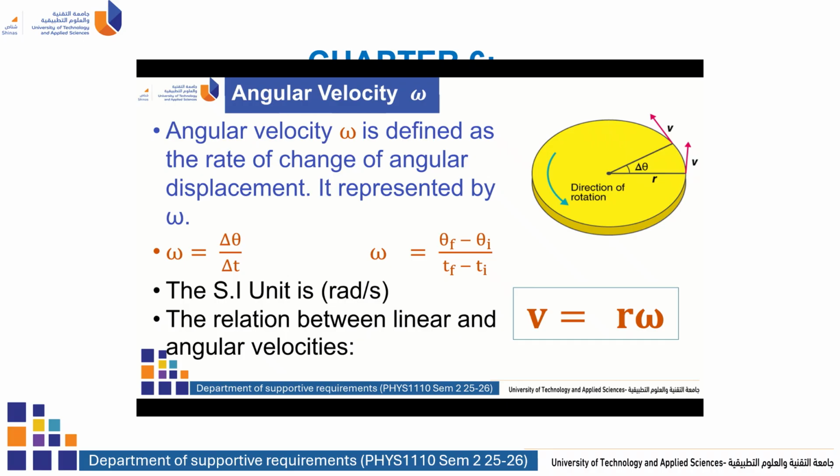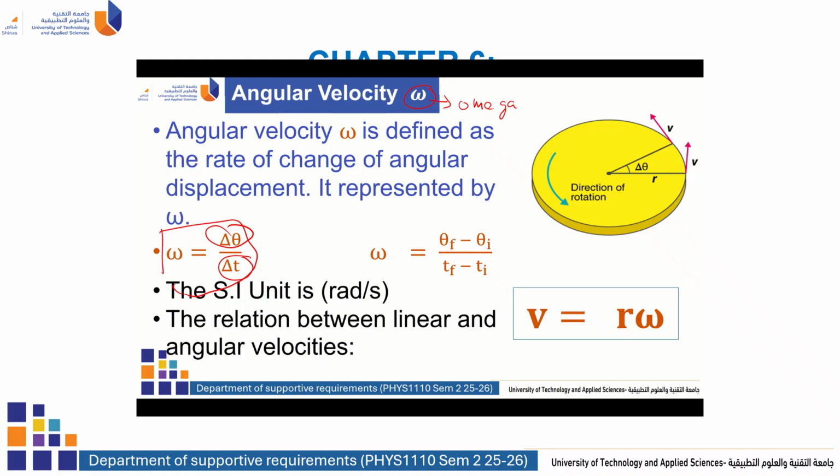Now, this is the formula for the angular velocity, and the angular velocity is denoted by omega. The name of this symbol is omega, and this is the formula. Omega is equal to the angular displacement divided by the time.